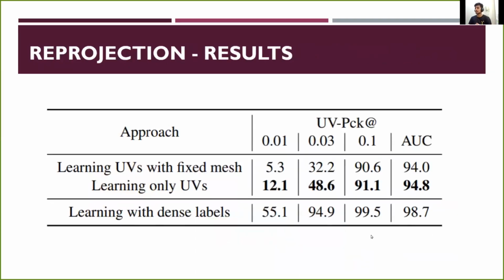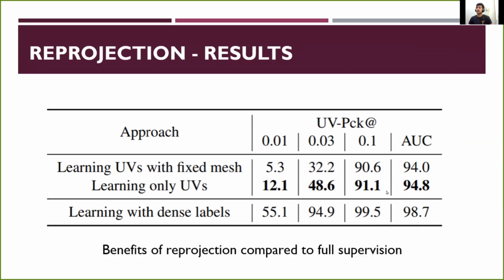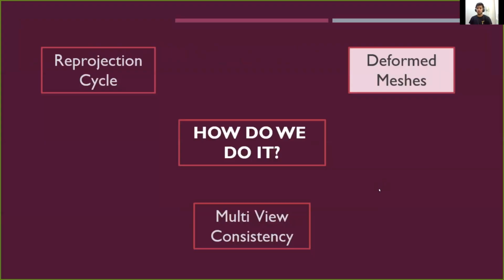The UV-PCK metric gives us the quality of the surface mapping. The higher, the better. The first two rows show the performance achieved for surface mapping when using only reprojected loss instead of full ground truth supervision. And we actually see that we're able to come close to performance of dense labels, especially at higher thresholds. So now let's take a look at how we remove the fixed mesh requirements through deformed meshes.